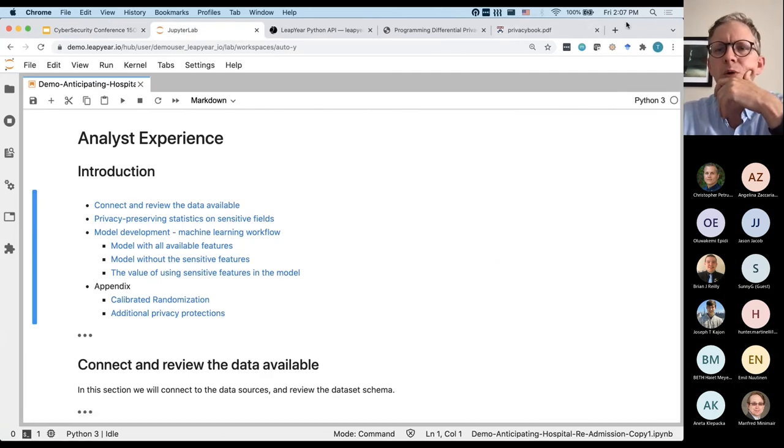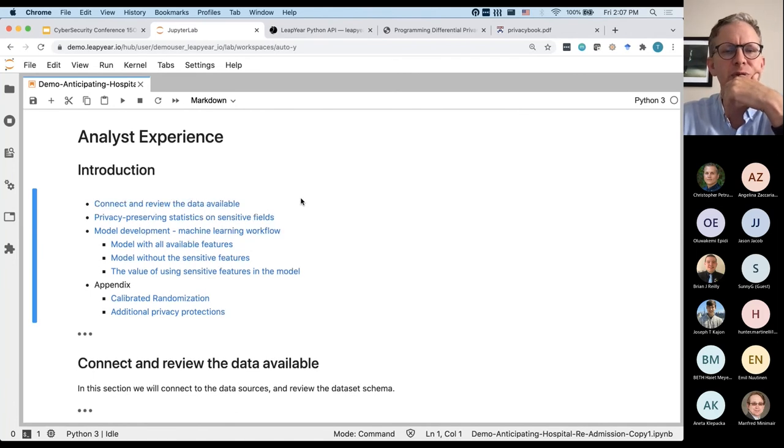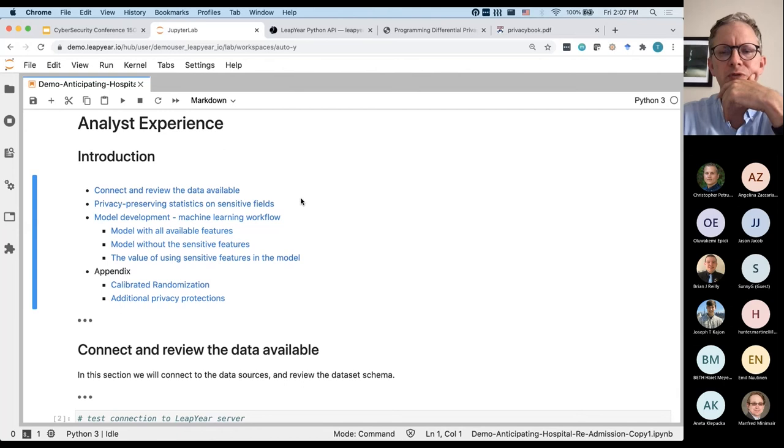This is a technical workshop, so I'd be remiss if I didn't show some code. Now, I don't expect anyone to be able to reproduce any of the workflow that I'm showing here after such a brief review, but I just want to give an impression for what it actually looks like as an end user, say a data scientist, to perform differentially private calculations.